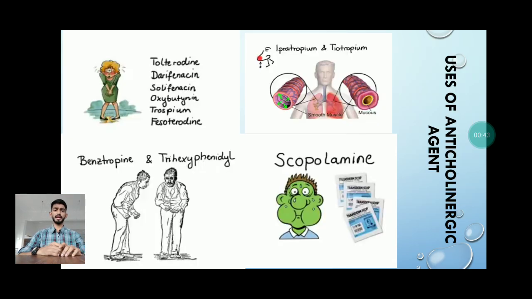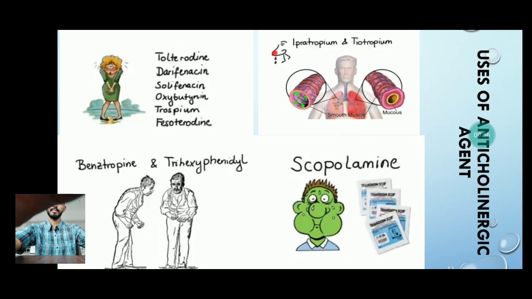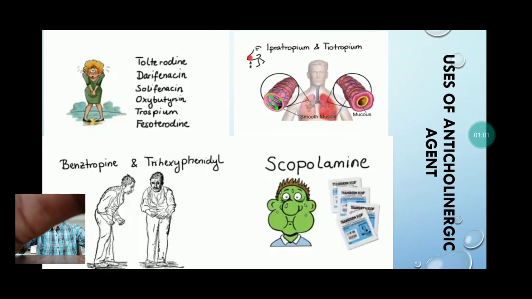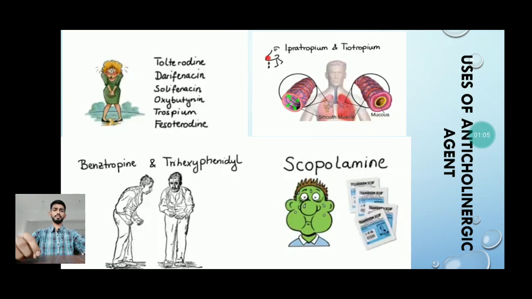So here are some anticholinergic drugs and their uses. Scopolamine, which is used in motion sickness, ipratropium and tiotropium bromide. Tiotropium bromide is used as a bronchodilator in COPD and bronchial asthma. Then benztropine and trihexyphenidyl are used in Parkinson disease. Then tolterodine, darifenacin, solifenacin, oxybutynin are used as a uterine relaxant agent.